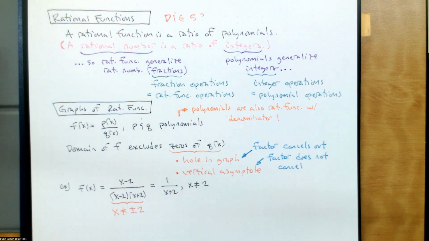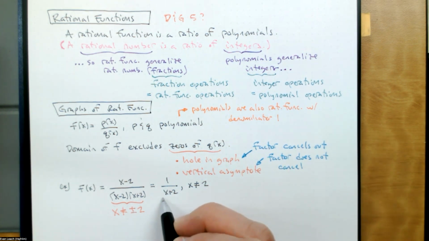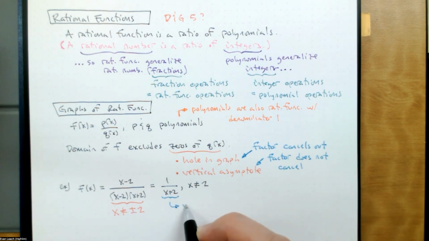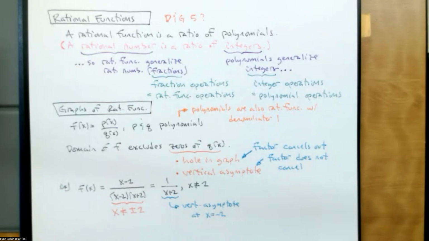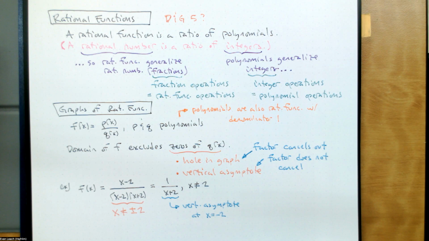I can plug 2 into 1 over x plus 2. I cannot plug 2 into the original function. So I have to make a note that x can't be 2. f of x is only equal to 1 over x plus 2 when x is not 2. What this means is that we have a vertical asymptote when x is equal to negative 2, but since the x minus 2 cancels, we have a hole in the graph at 2.